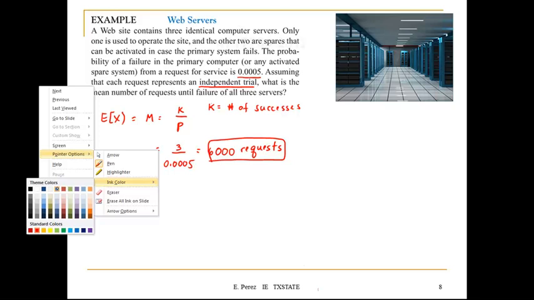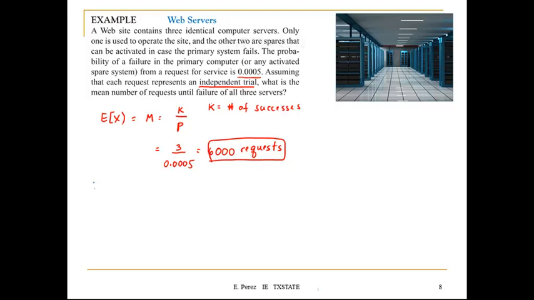So now let's add one more question. What is the probability that all three servers fail within 5 requests?